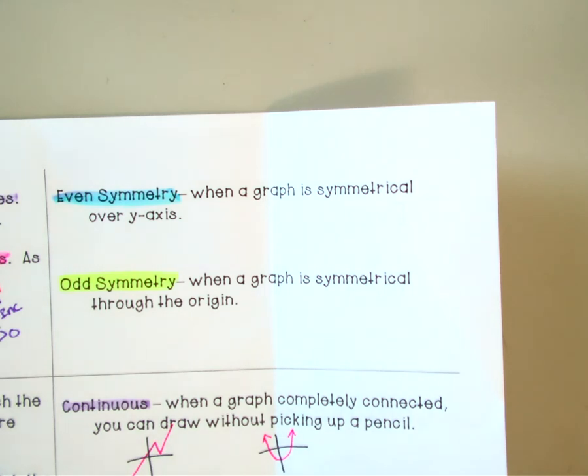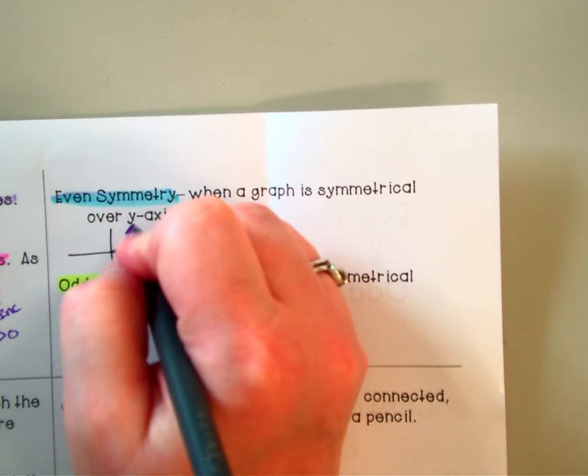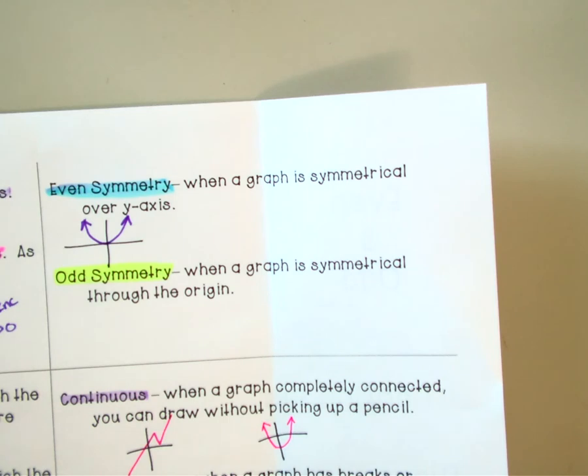Even symmetry means that the graph is symmetrical over that y-axis. So graphically, a quadratic function there, that has even symmetry. That is symmetrical over my y-axis. Your absolute value graphs would have even symmetry. Pretty much, remember, symmetry from like elementary school means if you fold a piece of paper along that line, which in this case is the y-axis, it's going to look exactly the same on both sides of it.